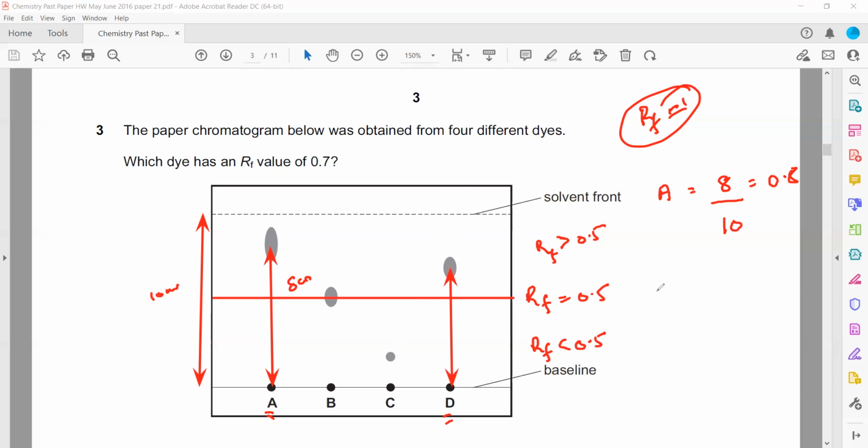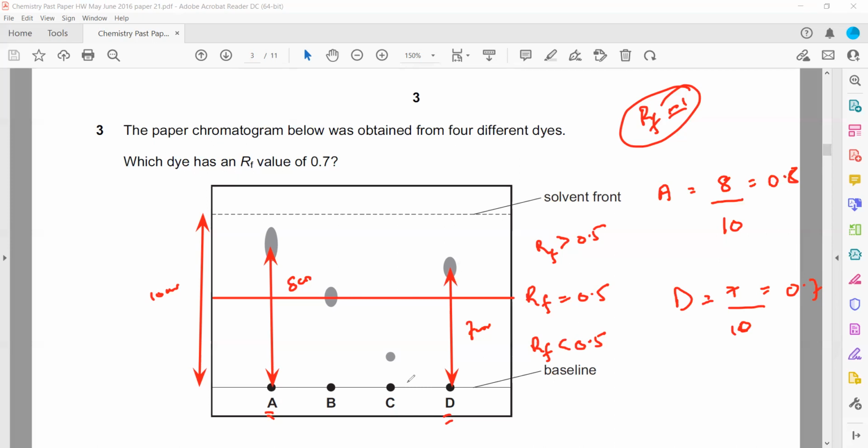In the same way, we'll measure the distance from the origin for D. The distance moved by the spot is, for example, say 7 centimeter. So we write 7 divided by 10. I'm just using these numbers, but according to your measurement you will get the answer, and the final answer for D is 0.7.